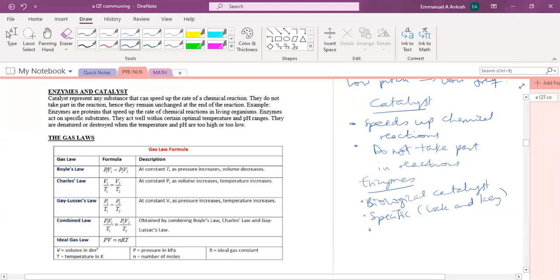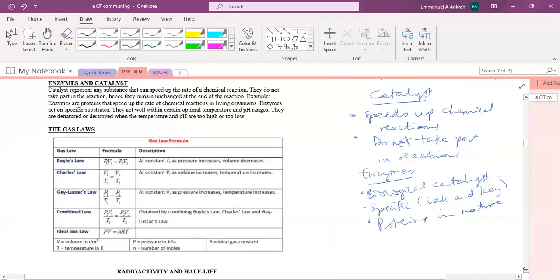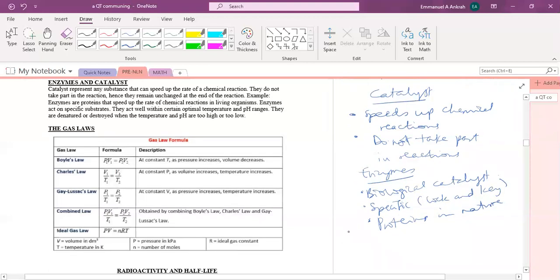And the other thing is that enzymes are proteins in nature. Because they are proteins in nature, you can easily destroy them. Enzymes can easily be destroyed. They can be destroyed by temperature and pressure, right? Temperature and pressure can affect the enzymes. They can also be affected by pH. pH can also affect them, right?